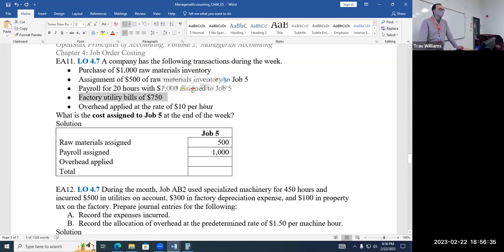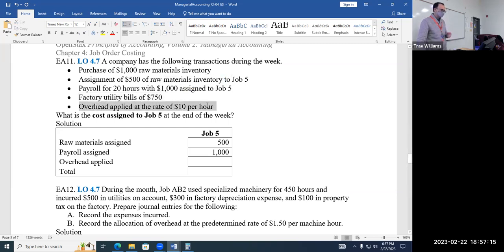Factory utility bills of $750. Okay, it doesn't say it's been assigned to this job, right? It just says that we have these bills. So this is how overhead works. All these costs that are not direct materials or direct labor, they just get recorded as part of manufacturing overhead. Then when you finish a job, you take some of that manufacturing overhead using your overhead allocation rate, and you apply it to your job, right? So at this point, these utility bills, that's just a general expense for production.